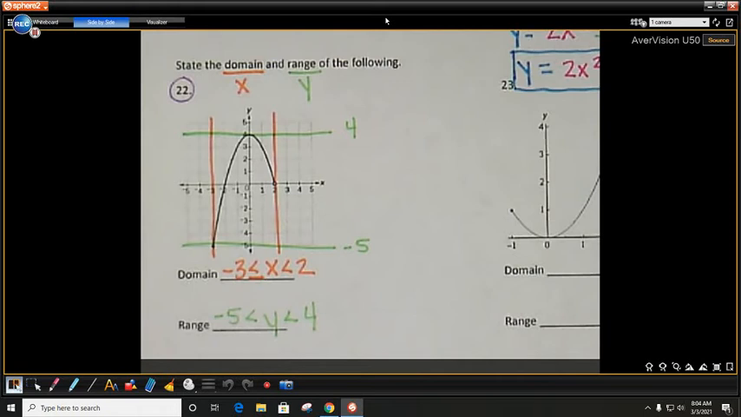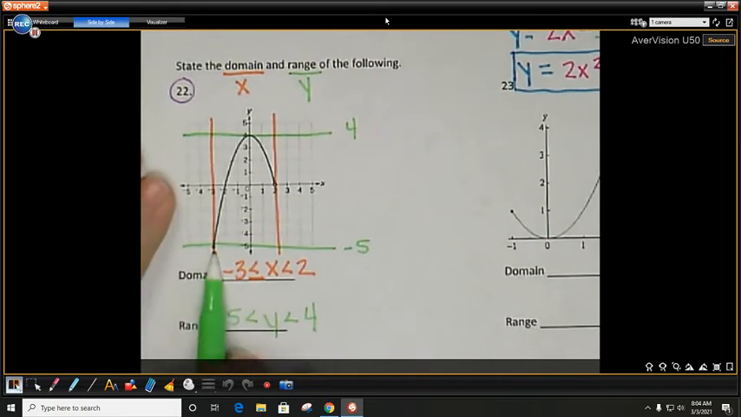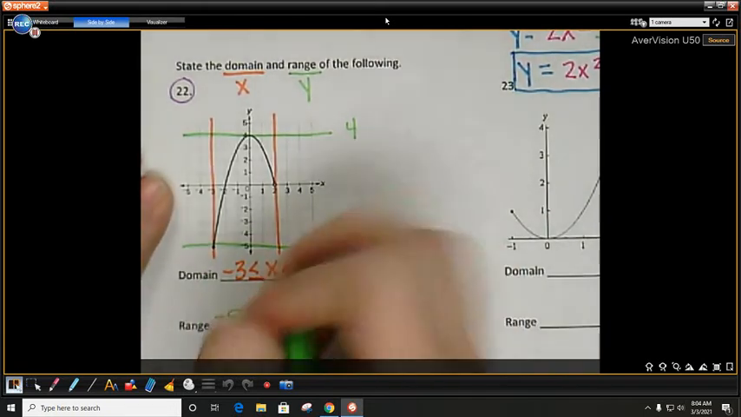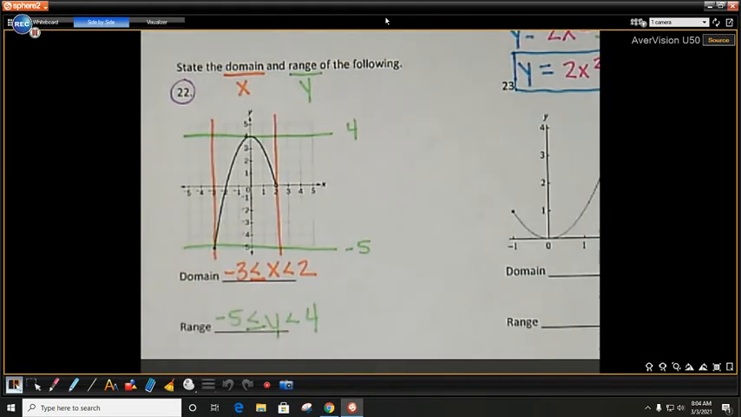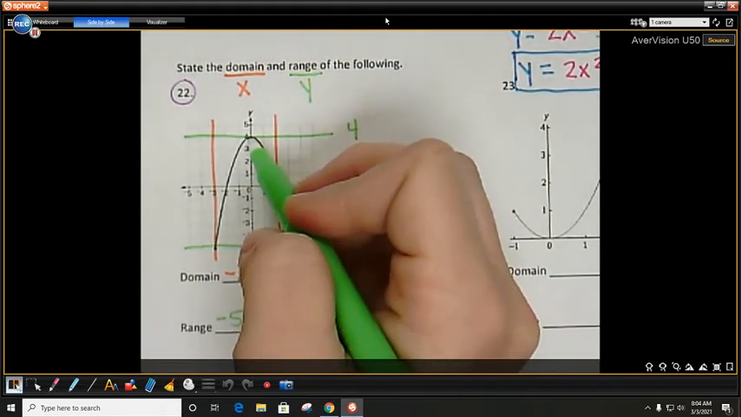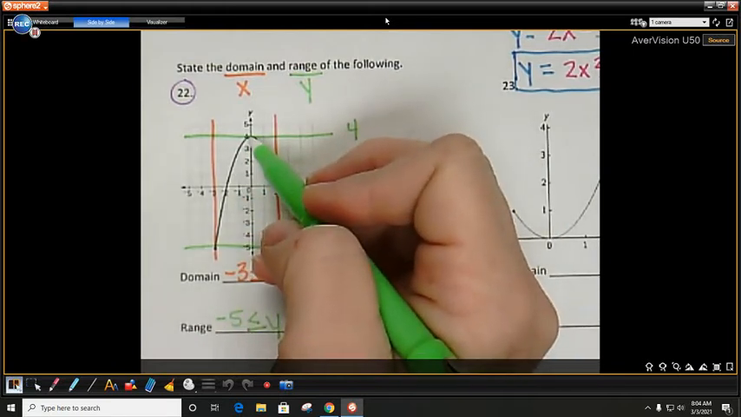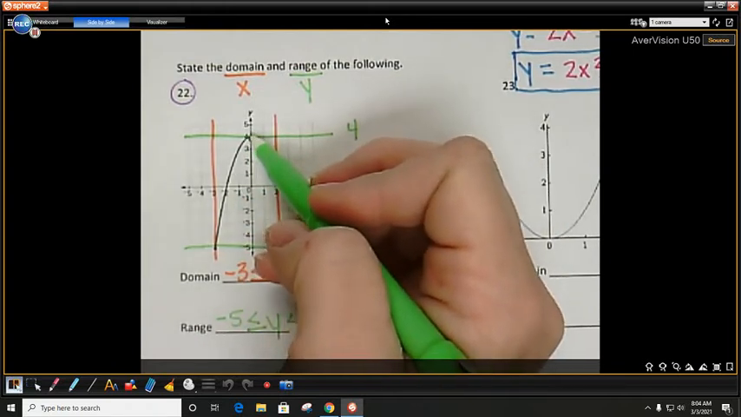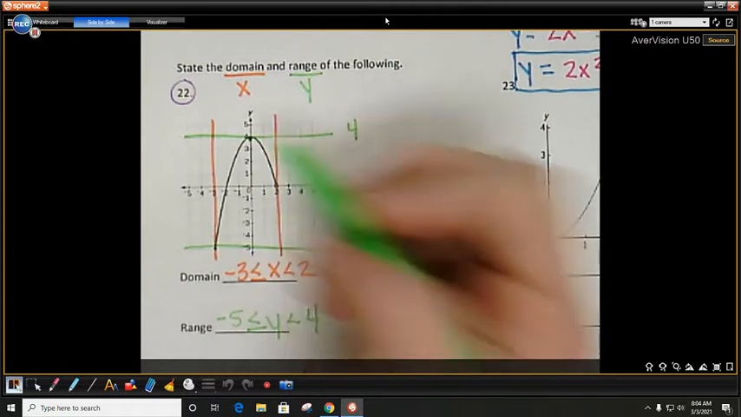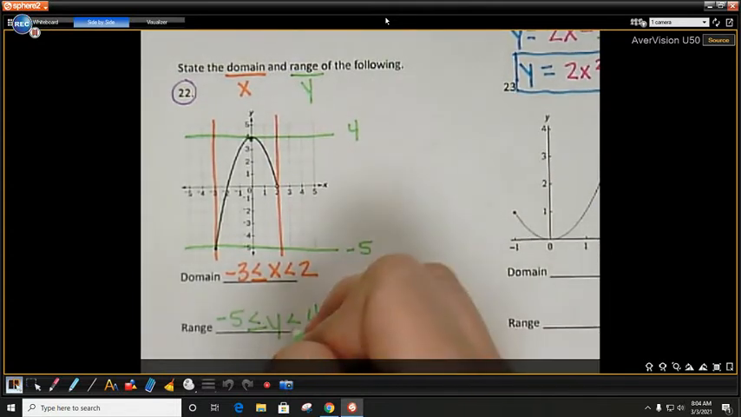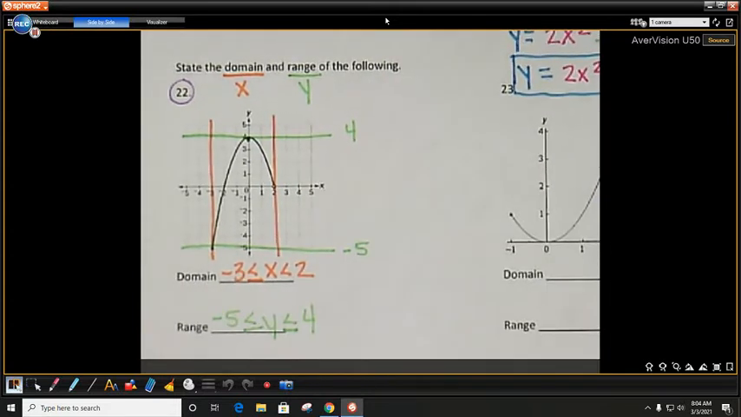Now we need to determine if we should put equal to's. At -5, we have a closed dot, meaning we're including -5 in our answer, in our range. So I'm going to put an equal to. Up here, you don't really have a closed dot, but does my parabola actually get to a y value of 4? It does. It has a point on there at (0, 4), meaning the y value is 4, meaning we need to include 4. So I'm going to put the equal to there. Okay?